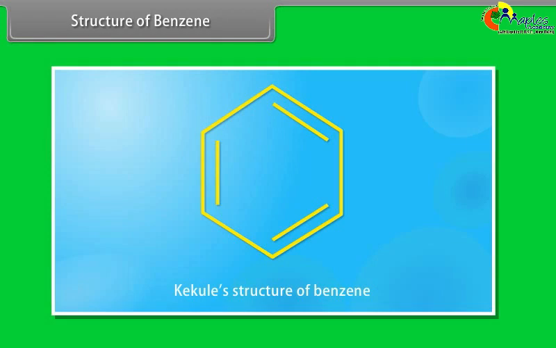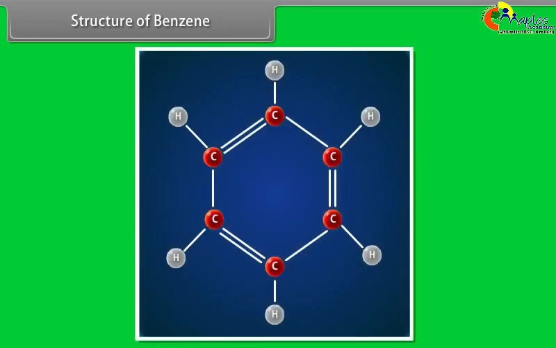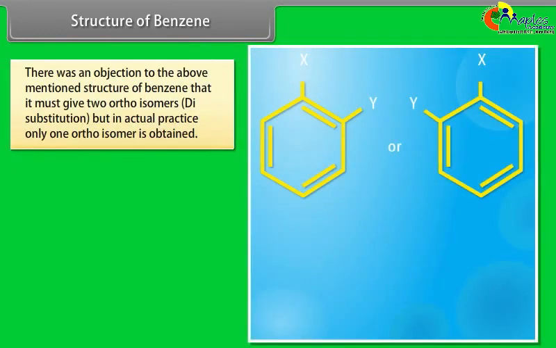Structure of benzene. A chemist, Kekulé, in 1865 suggested the following structure for benzene. According to Kekulé, 6 carbon atoms in benzene are on the 6 corners of a regular hexagon. Each C atom is attached to one H atom. There are 3 alternate double bonds between 2 C atoms to complete the 4th vacancy of carbon. There was an objection to this structure of benzene that it must give 2 ortho isomers on disubstitution, but in actual practice only one ortho isomer is obtained.